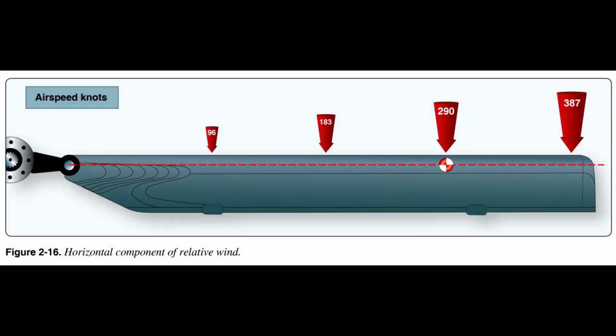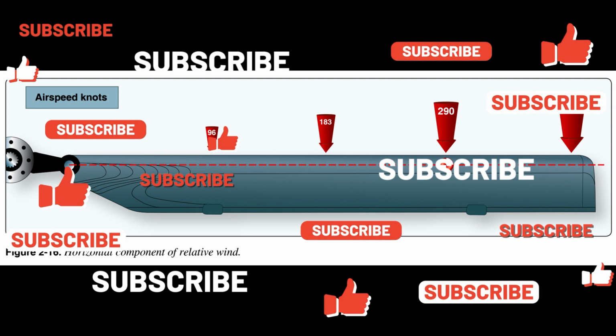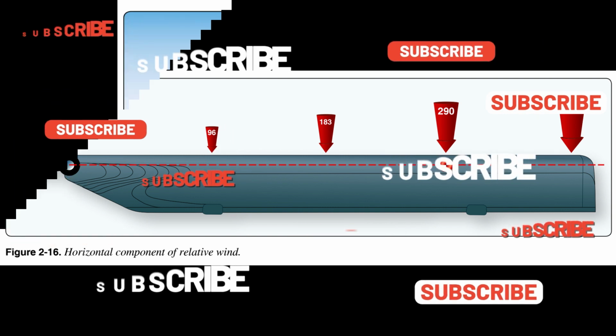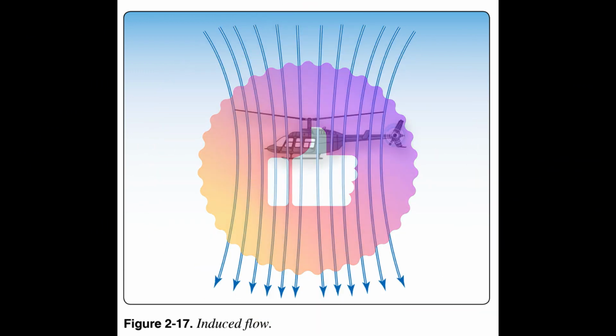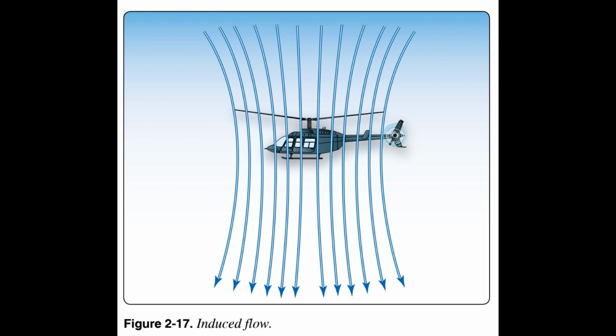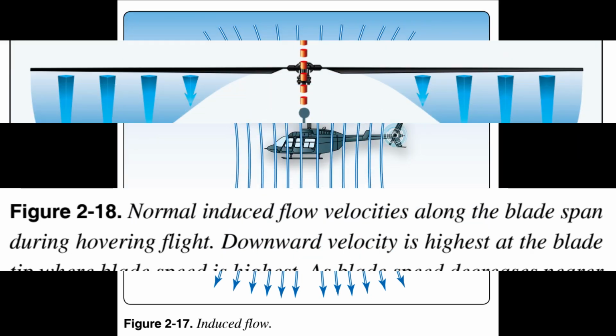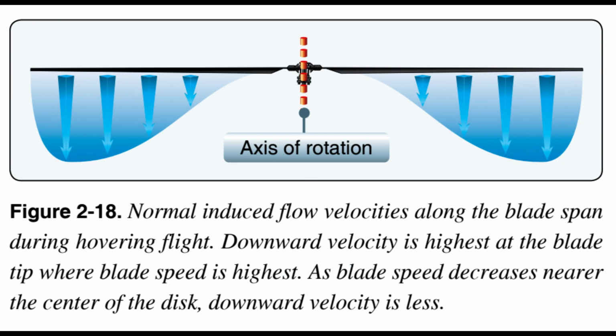There are two parts to wind passing a rotor blade. 1. Horizontal part caused by the blades turning plus movement of the helicopter through the air. Figure 2.16. 2. Vertical part caused by the air being forced down through the rotor blades plus any movement of the air relative to the blades caused by the helicopter climbing or descending. Figures 2.17 and 2.18.